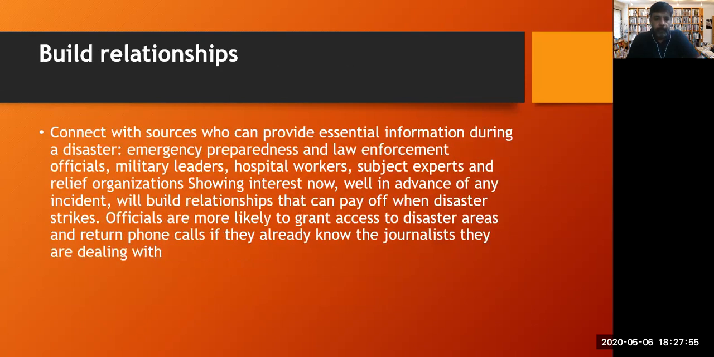Then build relationships, which is very important. Connect with the sources who can provide essential information during a disaster: sources who are living in those areas, emergency preparedness and law enforcement officials, military leaders, hospital workers, doctors, subject experts, and relief organizations. Showing interest well in advance of any incident will build a relationship that can pay off when disaster strikes. That means when a disaster strikes, at that time you're not going to make relationships. You're not going to find sources. You're not going to find context. Obviously, you make these relationships well in advance.